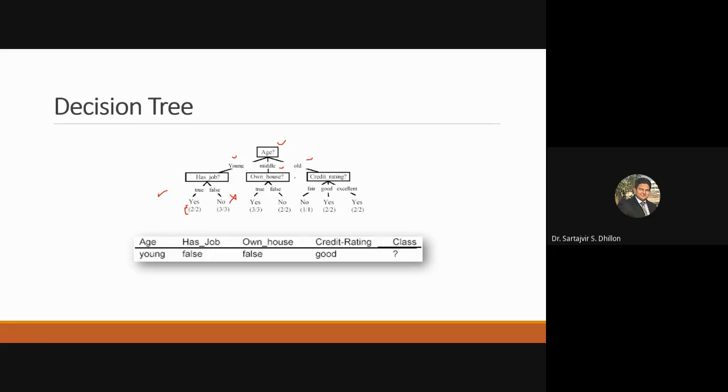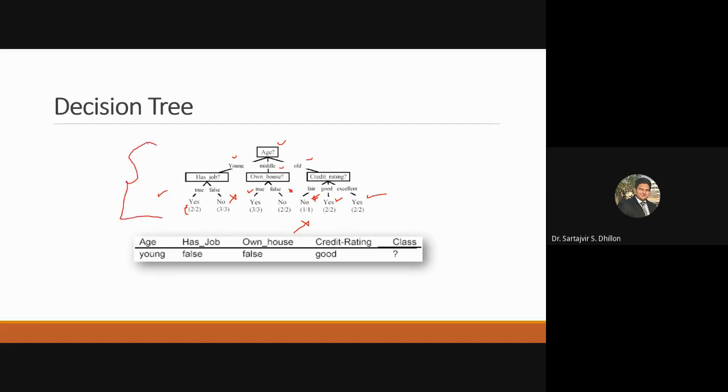In another case, if you are of middle age and you have a house, then you will get a loan. If you don't have a house, then you will not get a loan. In the third case, if you are an old person and you have a good credit rating, then you will get a loan. If you have an excellent rating, then definitely you will get a loan. But if you have a fair credit rating, then you will not get a loan. So this is simply a decision tree.